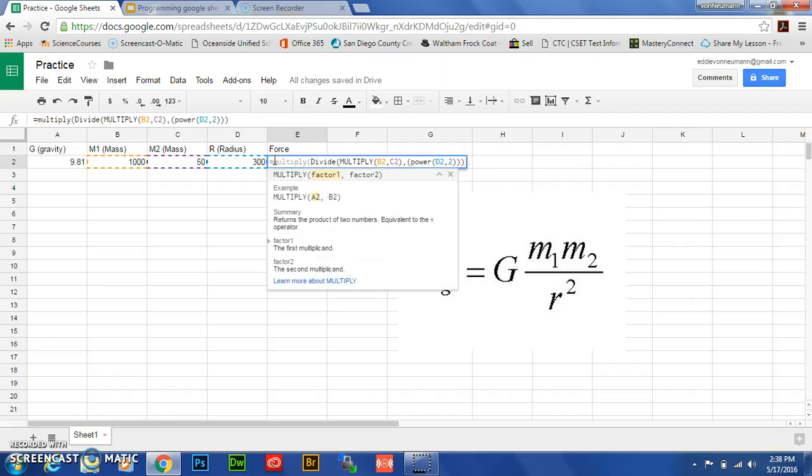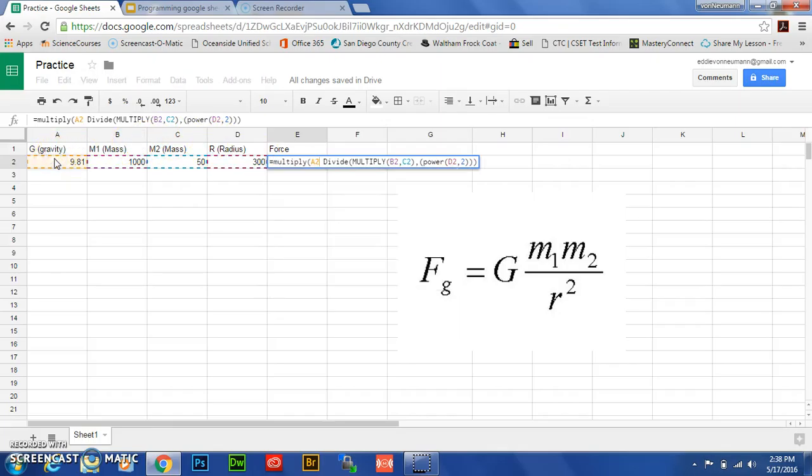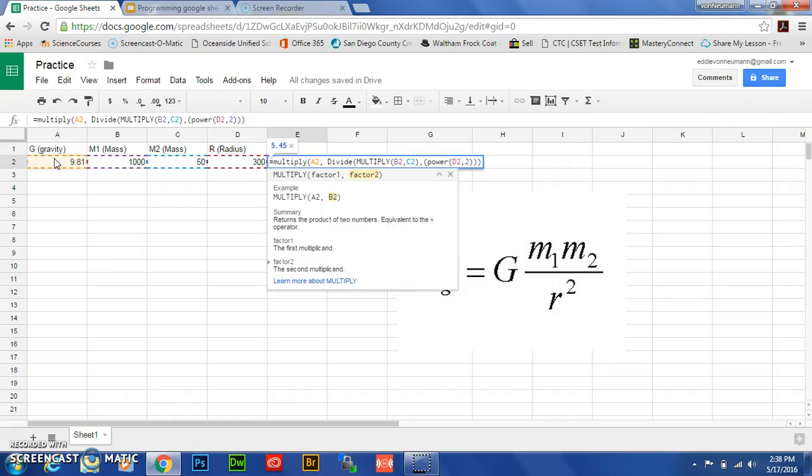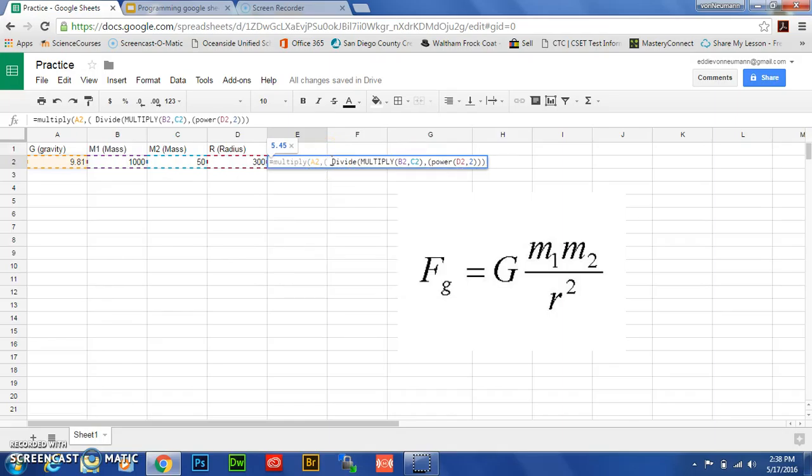parentheses, and the factor is going to be the g, so a2, times that whole entire multiple operation right here. So we need some parentheses for that. So we put 1 there, which will mean we'll need 1 more at the end. And again, it gives us clues.